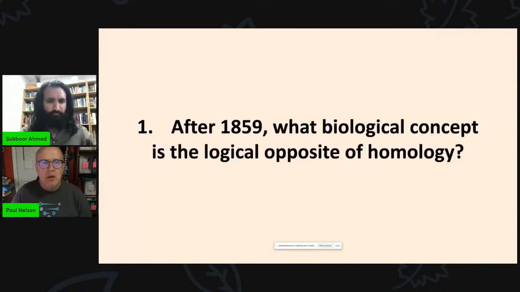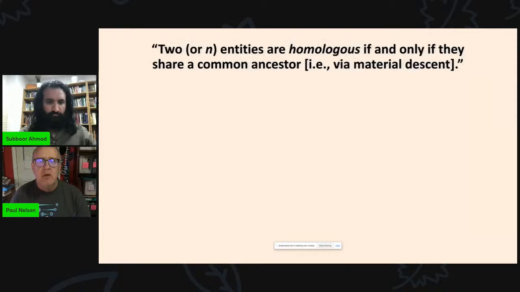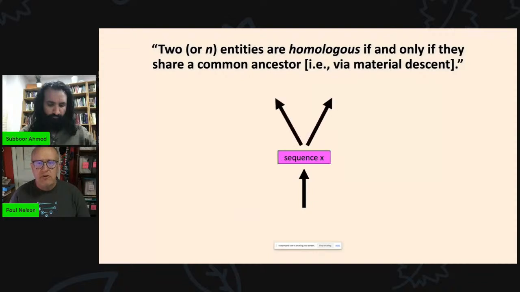All right. One, after 1859, what biological concept became the logical opposite of homology? So homology today is defined this way, post-Darwin: two or N, three, four, whatever that number happens to be, entities are homologous if and only if they share a common ancestor via material descent. So in the cartoon here, we have sequence X as the common ancestor of sequences A and B. And this is textbook orthodoxy.